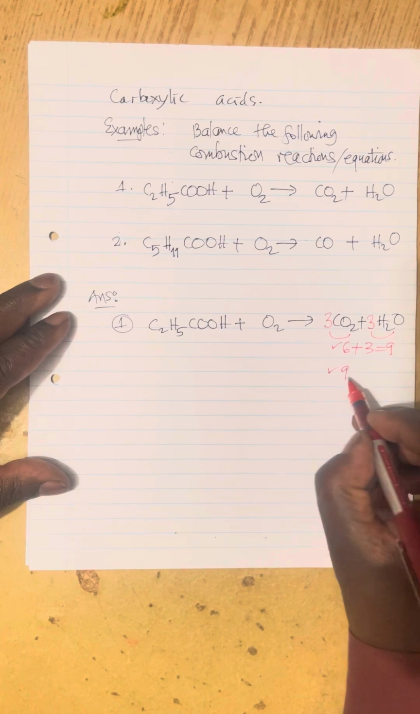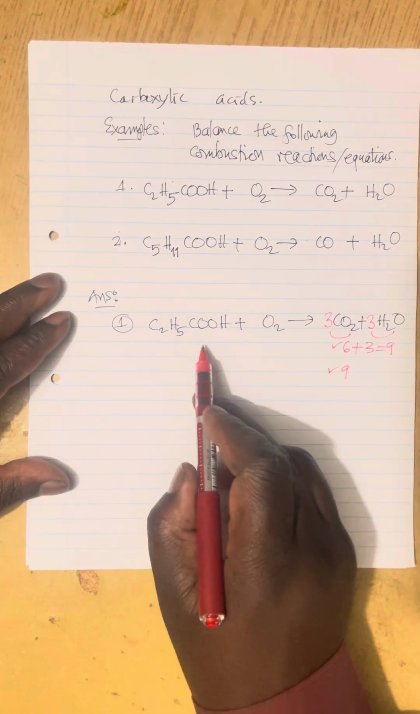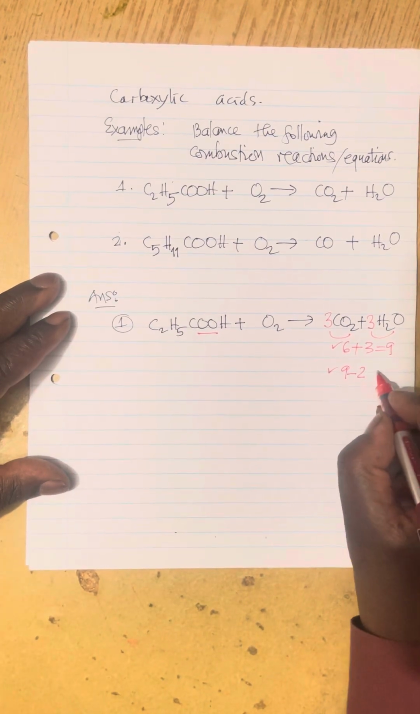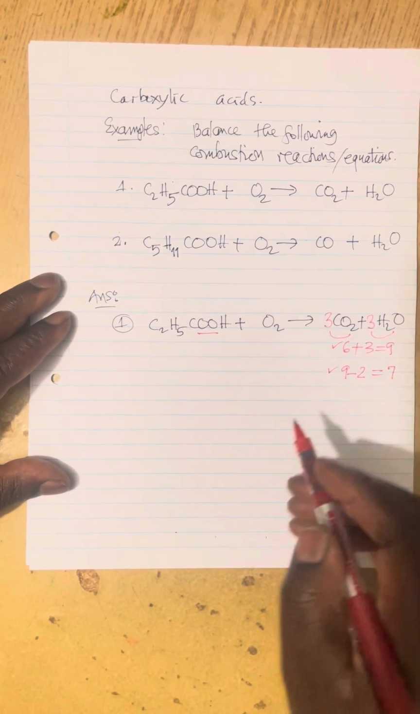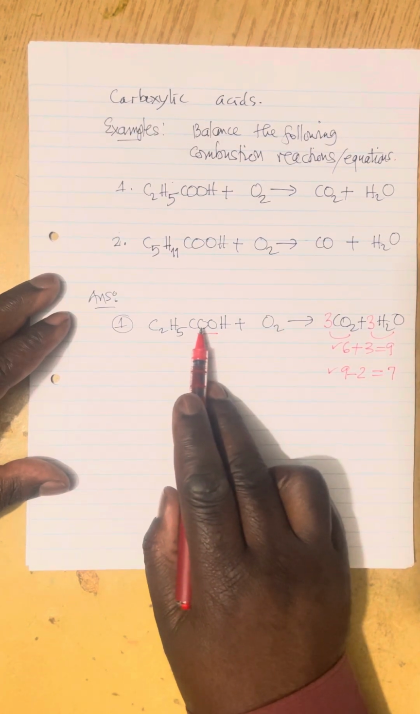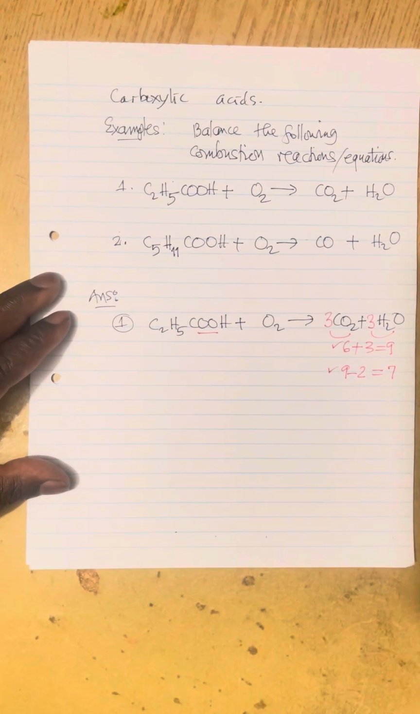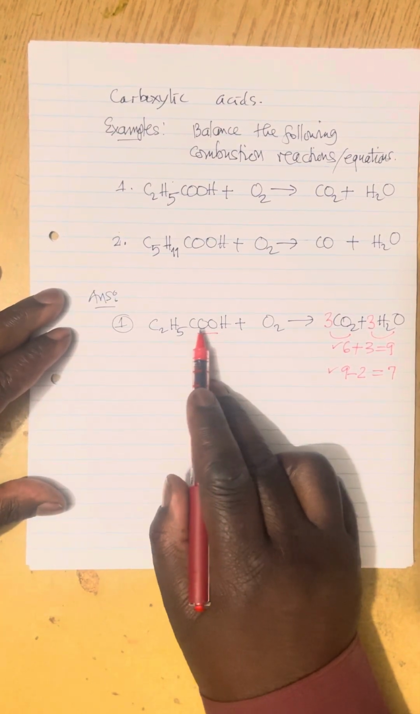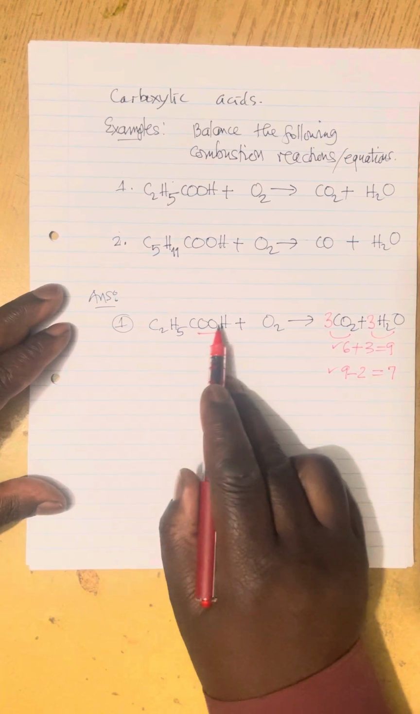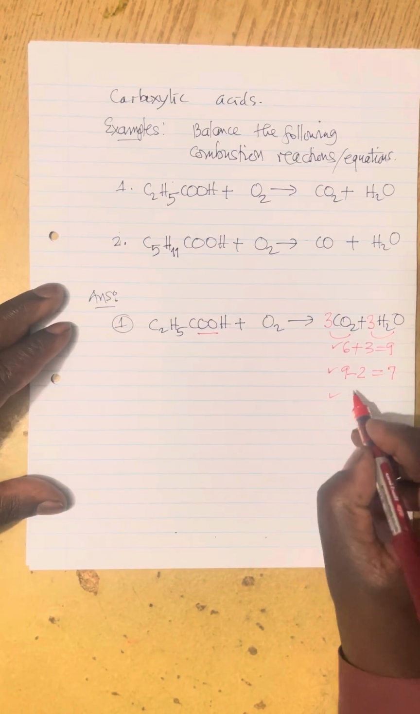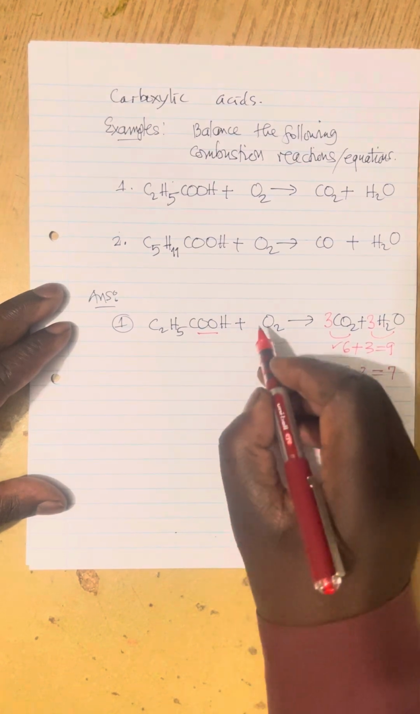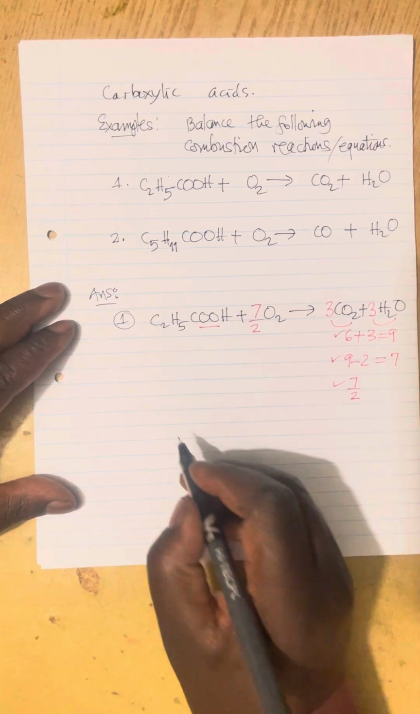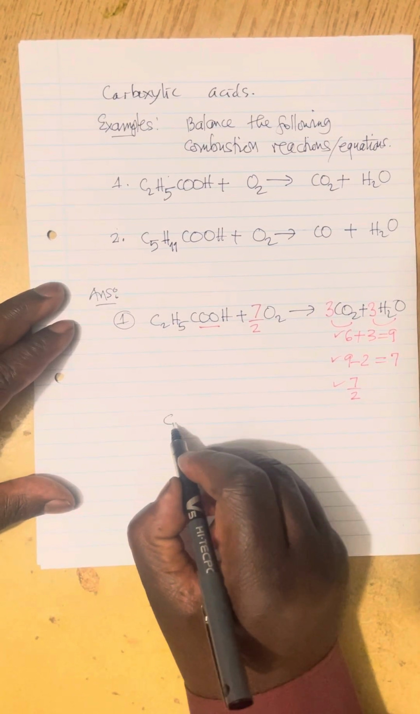Step number 2, we are not going to just divide that by 2 because there are 2 oxygens hiding, shall we say. So we are supposed to subtract 2 now, and the answer is 7. Remember, for alcohols, we're subtracting 1 because there was only 1 oxygen in the alcohol molecule. In this case, we have a carboxylic acid, and there are 2 oxygen atoms in the molecule. So we subtract 2. Now, in the third step, we take 7 divided by 2, and that must come here. Now, multiply the whole thing by 2.